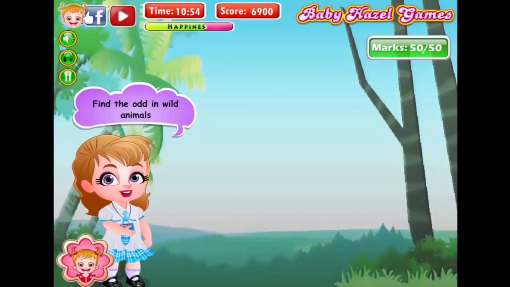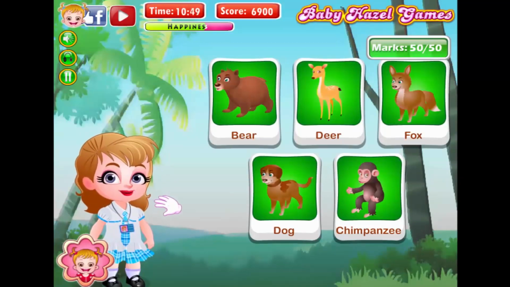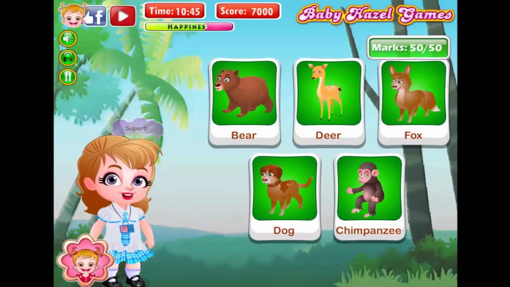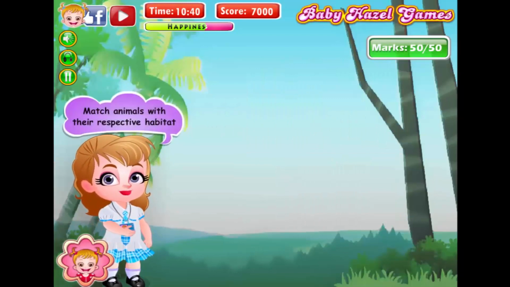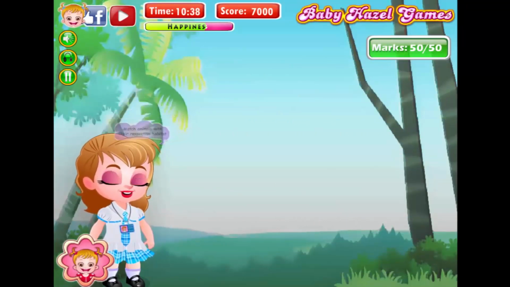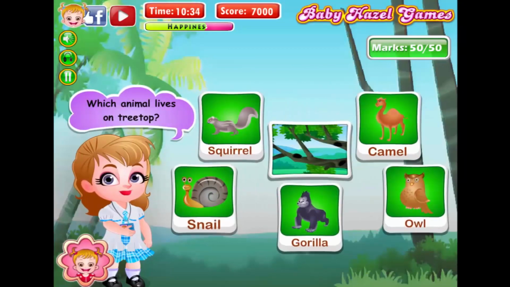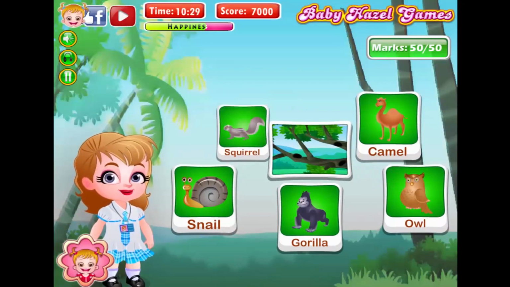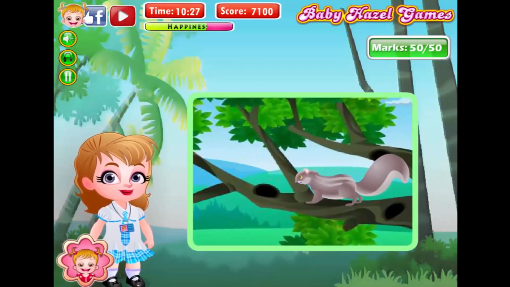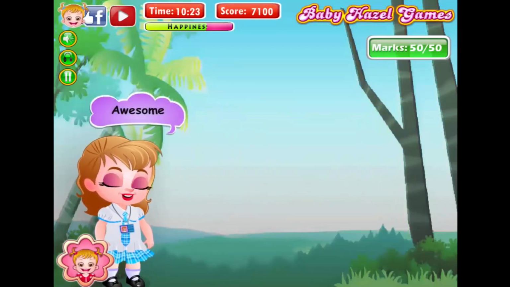Find the odd wild animals. Superb. Match animals with their respective habitat. Which animal lives on a treetop? Awesome.